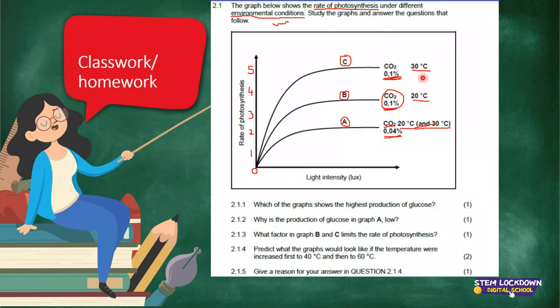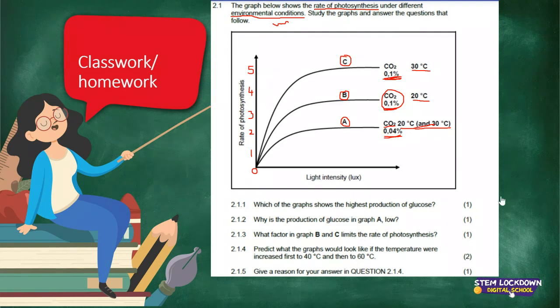So now we can see here that, remember we said that a higher temperature increases the rate of photosynthesis only until an optimum point, only until a certain point, because if it goes higher than an optimum level, then enzymes begin to denature, right? Obviously here, to answer question 2.1.3, we need to look at the temperature difference. So it is temperature because the temperatures differ. And because of the differences in temperature, the rate of photosynthesis also differs.